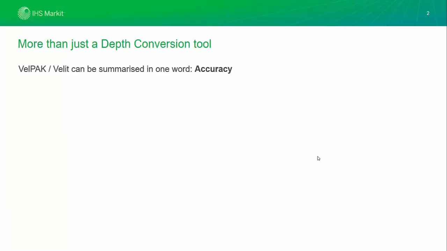Now, VelPAK can be summarized in one word, and that is accuracy. The software has been designed to help you create very accurate velocity models, and this then has big implications for saving you money. Now, one of the key things with having VelPAK on the Kingdom platform, or the same software as Velit on the Petrel platform, is that we are really aiming to provide you with the technology for the accurate assessment of time to depth conversion.